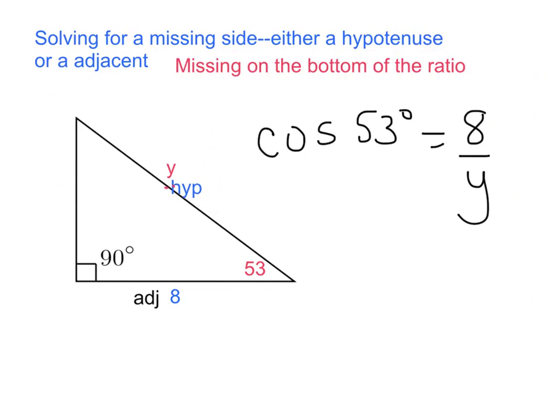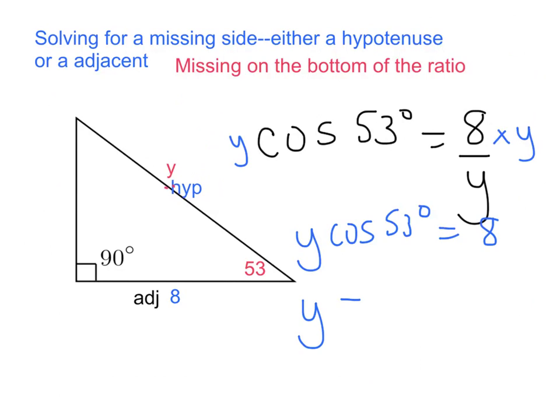Now, notice, if you will, that the cosine of 53 is equal to 8 over y is in a different form than the first question. Our unknown value is now missing on the bottom. There are a few ways that we could solve for this, and we can do this in a two-step problem. The first way is, let's move the y to the other side. So multiply both sides by y. So you get y cos of 53 degrees equals 8. And now we have to divide both sides by cos 53. So y is equal to 8 divided by the cos of 53 degrees.